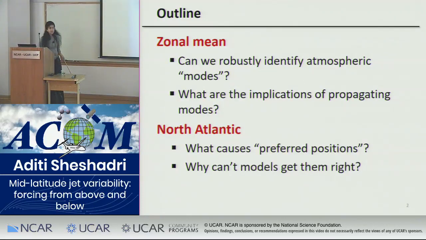And the second part of my talk is going to zoom in from this zonal mean picture and focus in on the North Atlantic and answer sort of a similar question, really. There's been a bunch of literature that suggests that there are preferred positions of the jet stream in the North Atlantic. So we're going to talk a little bit about what sets those positions, where they are, and why all of these CMIP models can never get them right.